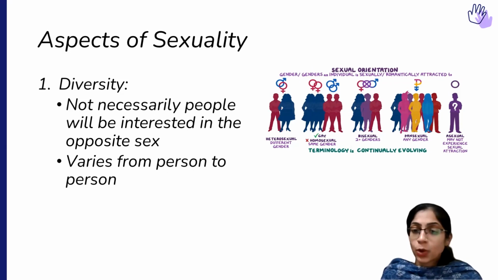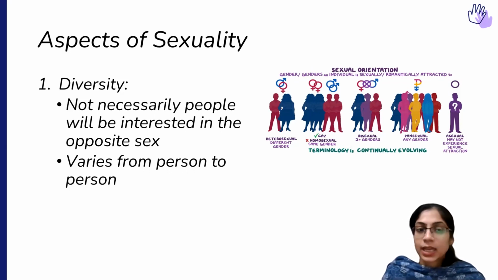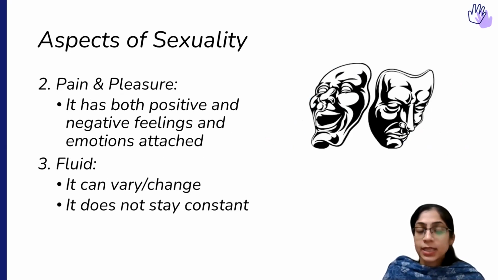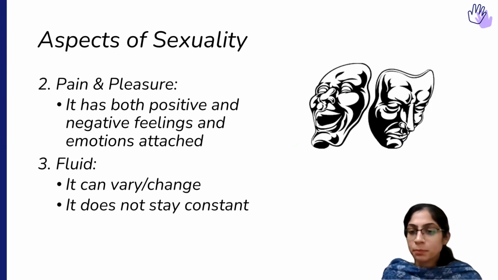So, sexuality is affected by multiple factors first. Second, it is diverse, right? It varies from person to person. Now, the next thing is that it is affected by both pain and pleasure. That means it has both positive feelings and negative feelings attached to it.